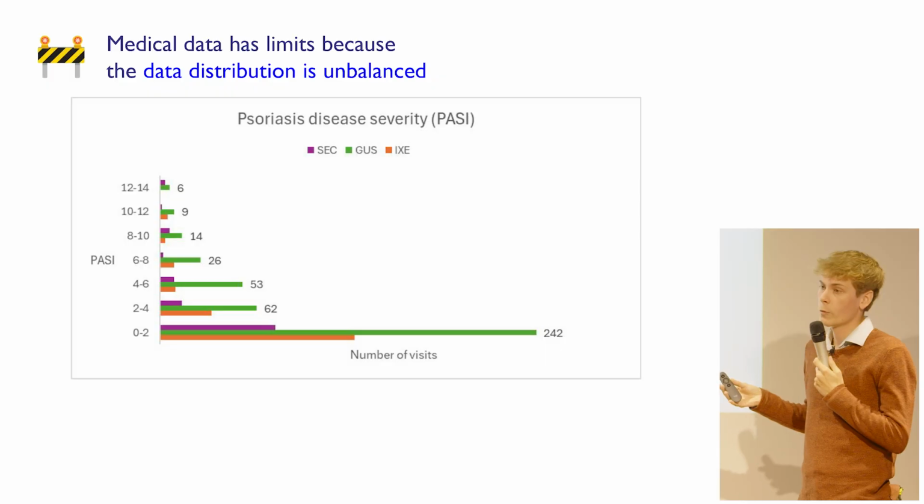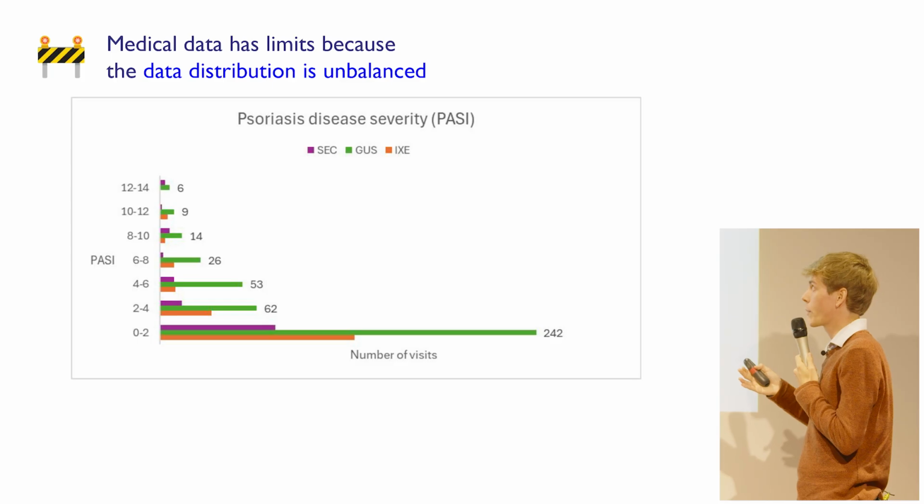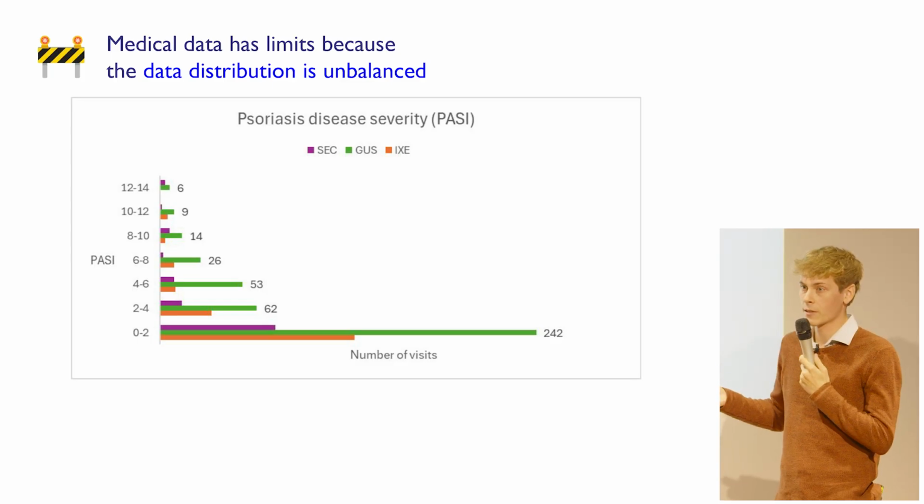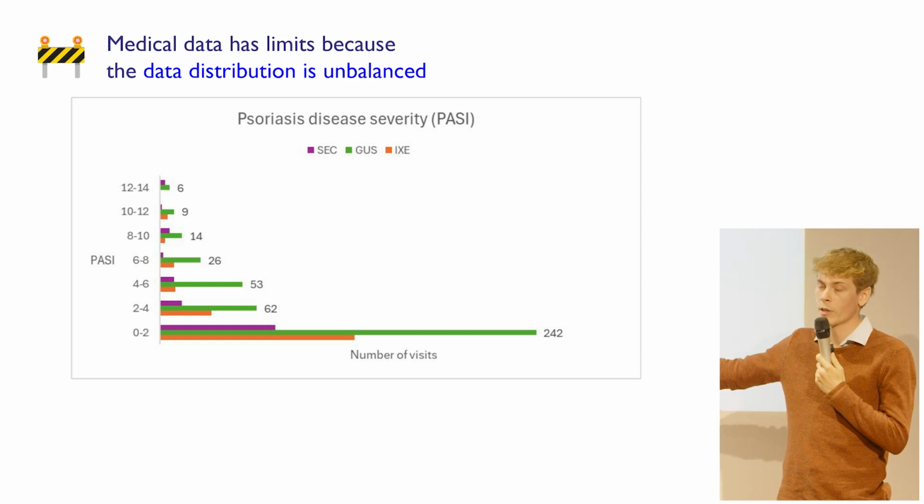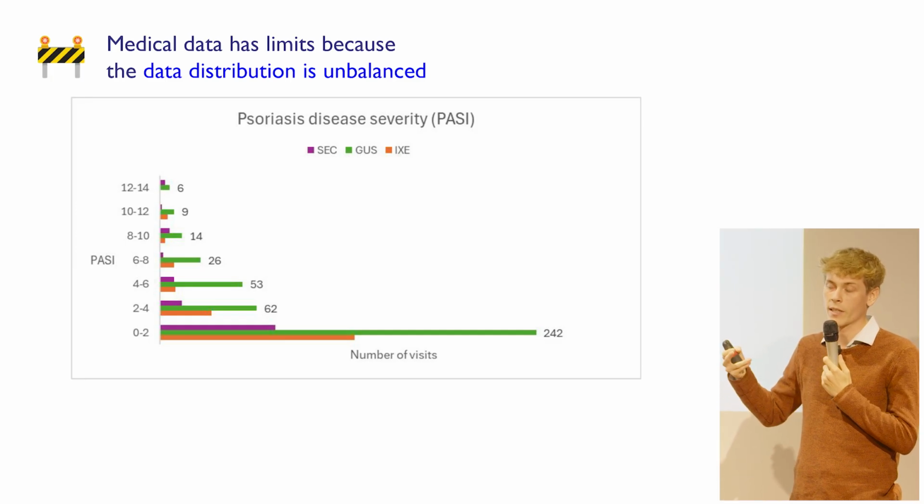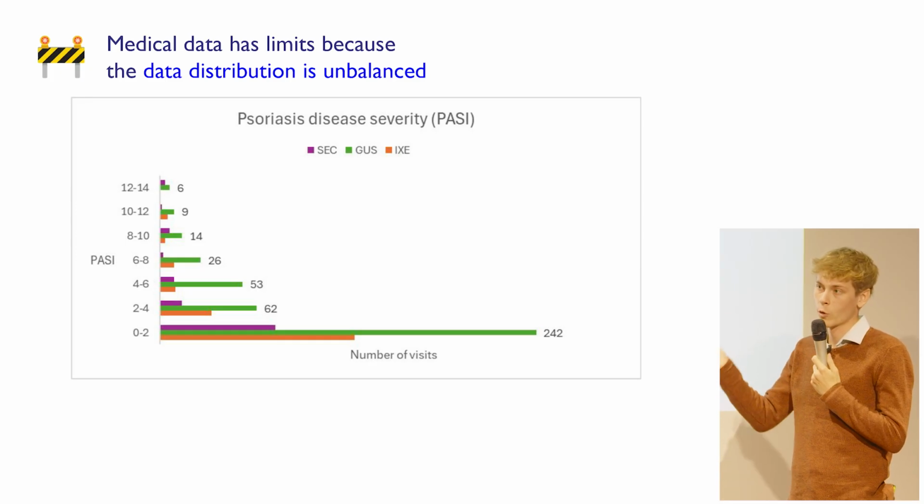The third problem within medical data is that the data distribution is unbalanced. For example, here we see the PASI score, the disease severity, and the number of times it occurs in the data set. So you see that there are a lot of visits with PASI scores between 0 and 2, and that is because patients come back to the hospital when they have already taken a medication and the clearance rate of the psoriasis is higher. So they have an improvement in comparison to the last time. And because of this, the very severe PASI scores are less frequent in the data.